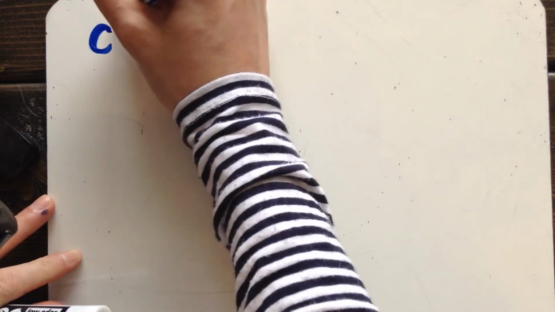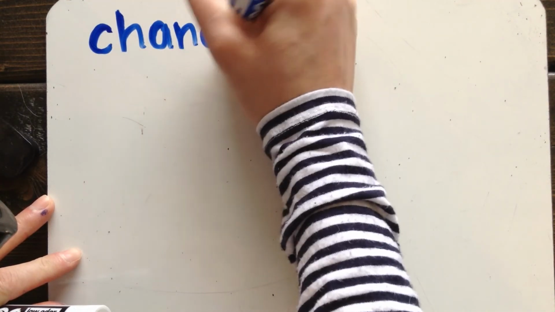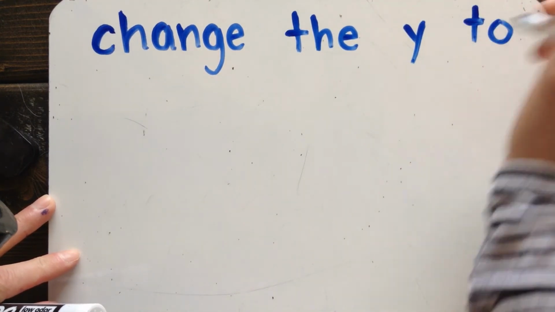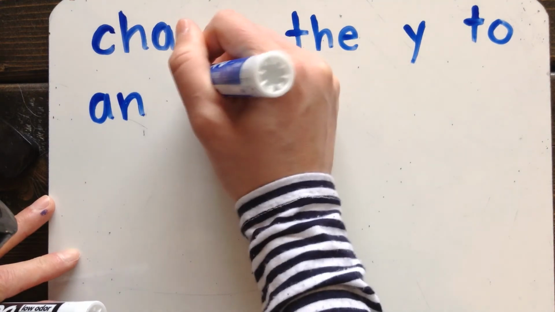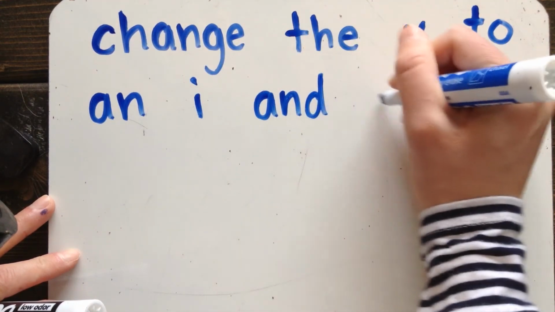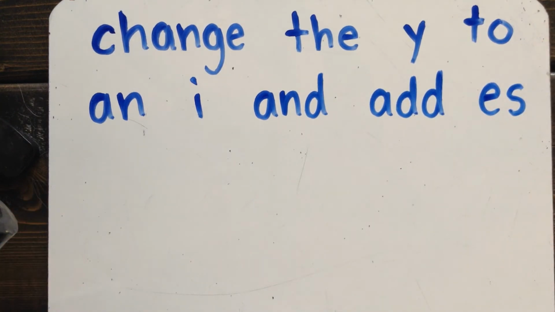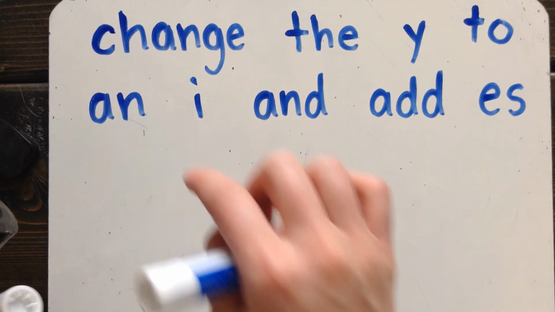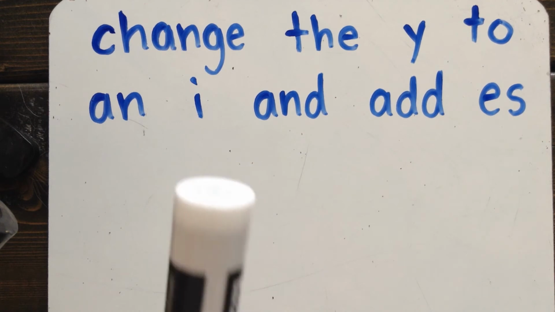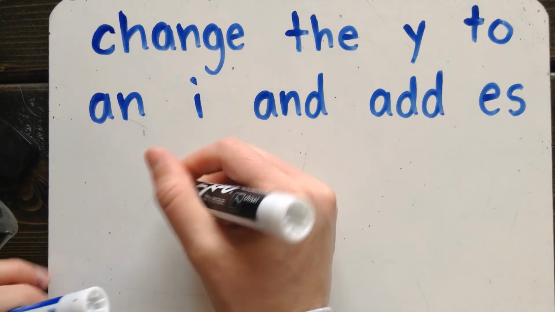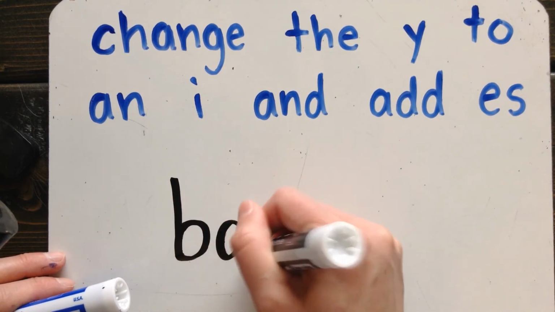Okay, the next rule we are going to look at is change the Y to an I and add ES. Change the Y to an I and add ES. Notice that the I is not uppercase because we're speaking about it in the context of a word. Let's look at an example of this rule. Here's the word baby.